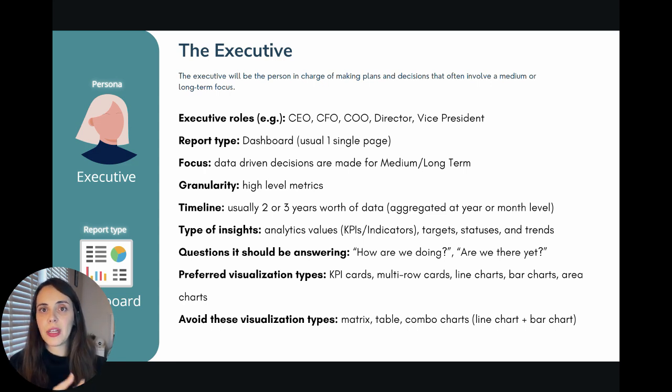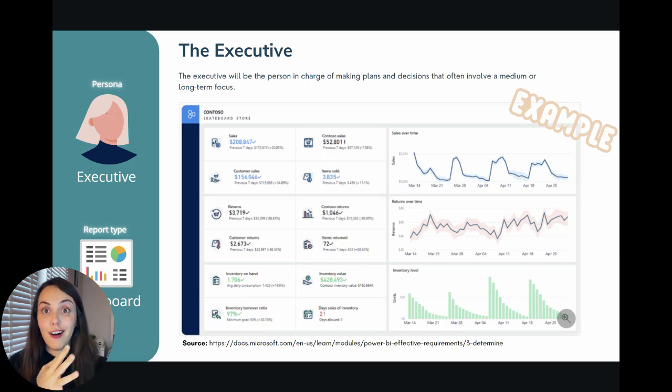And you should be answering these questions with visuals like KPI cards, multi-row cards, line charts, bar charts, area charts, and you should definitely be avoiding visualization types that go into a lot of granularity and detail like matrices and tables or combo charts, anything that takes a lot of time to read and process, and it's just very, very granular information for this type of persona, and this type of persona will not really want to see that kind of very detailed information. Let's have a look at an example of a dashboard.